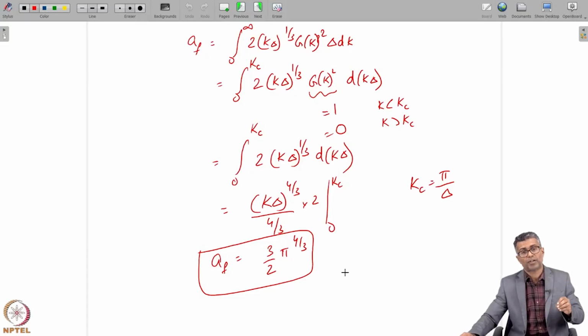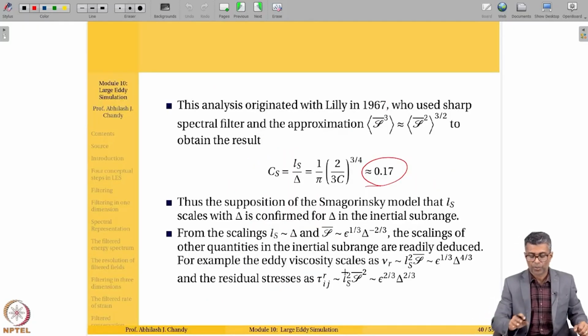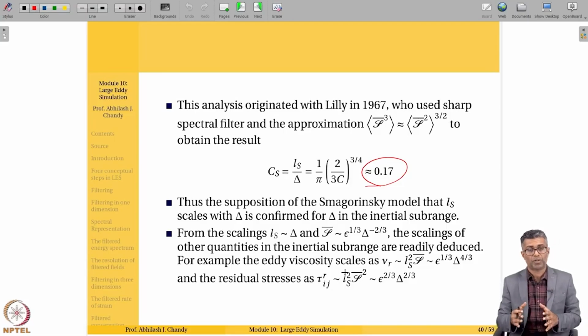So the Kolmogorov spectrum in the inertial subrange is already defined: C epsilon to the 2/3, kappa to the minus 5/3. So then your C value is 1.5 in the inertial subrange. Based on all that, your CS value is 0.17. Now this works for high Reynolds number turbulence. Obviously anything that we have discussed so far works for high Reynolds number turbulence. And that is what we are saying, that our filter width is in the inertial subrange.